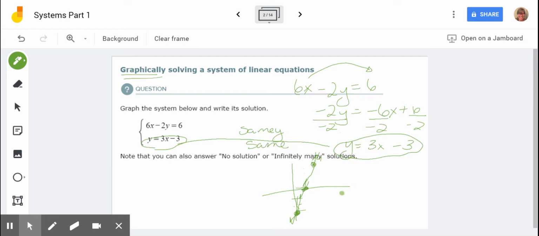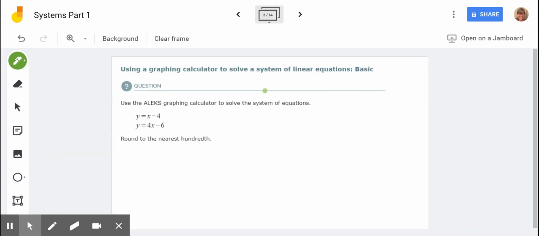If they're the same line, then the answer is infinitely many, all real numbers. It can be any number ever. Okay? Moving on. Just a reminder, you could get parallel lines. You could also get one solution when you graph.